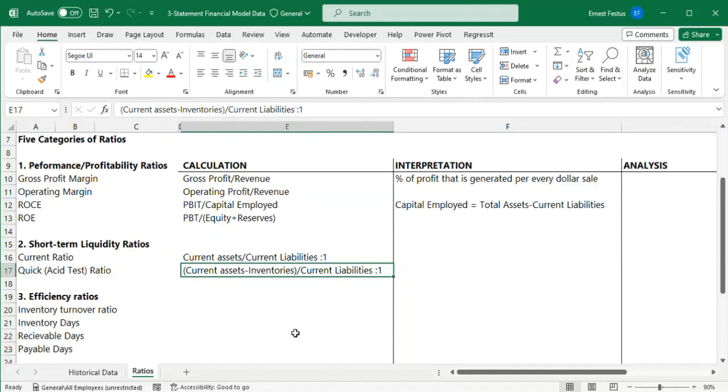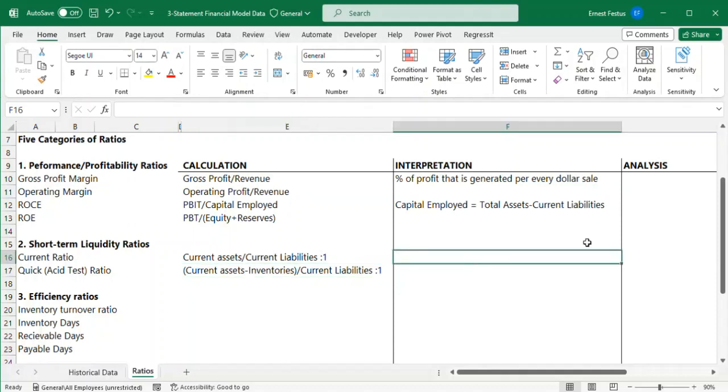Now, these ratios are actually analyzed as follows. So that is the interpretation. The interpretation is that they are interpreted in terms of how much current assets we have to be able to cover our current liabilities. How much current assets we have available to be able to cover our current liabilities as they fall due. So that is the interpretation, that's the meaning of these ratios.